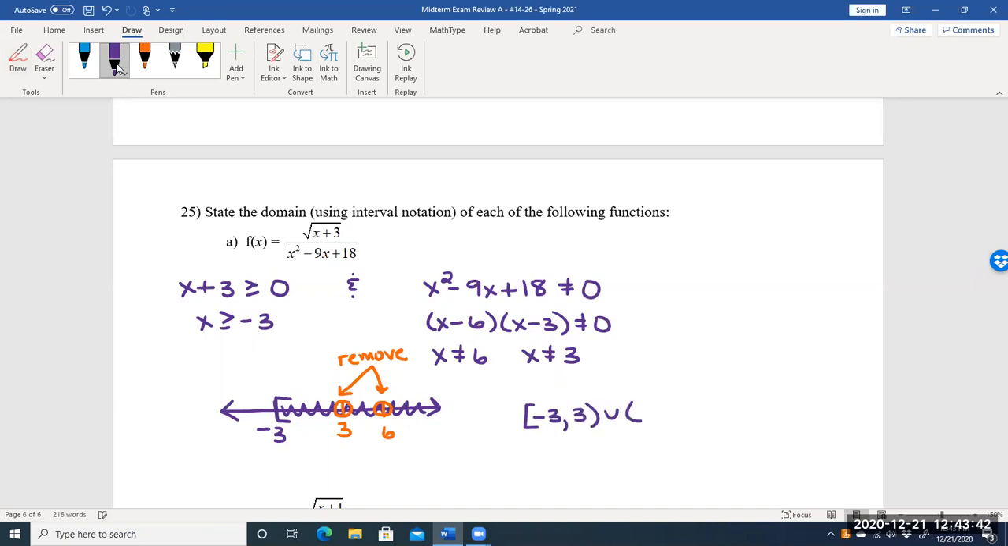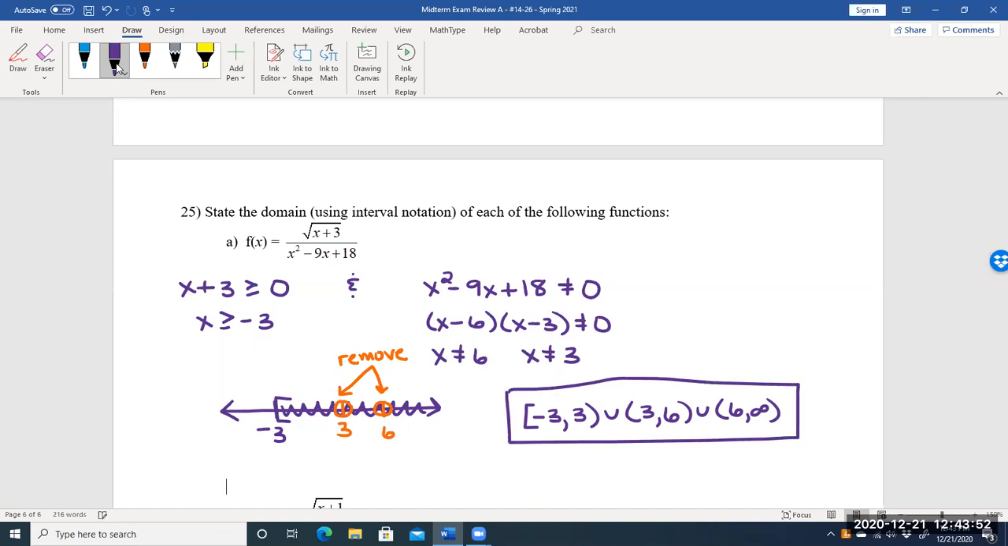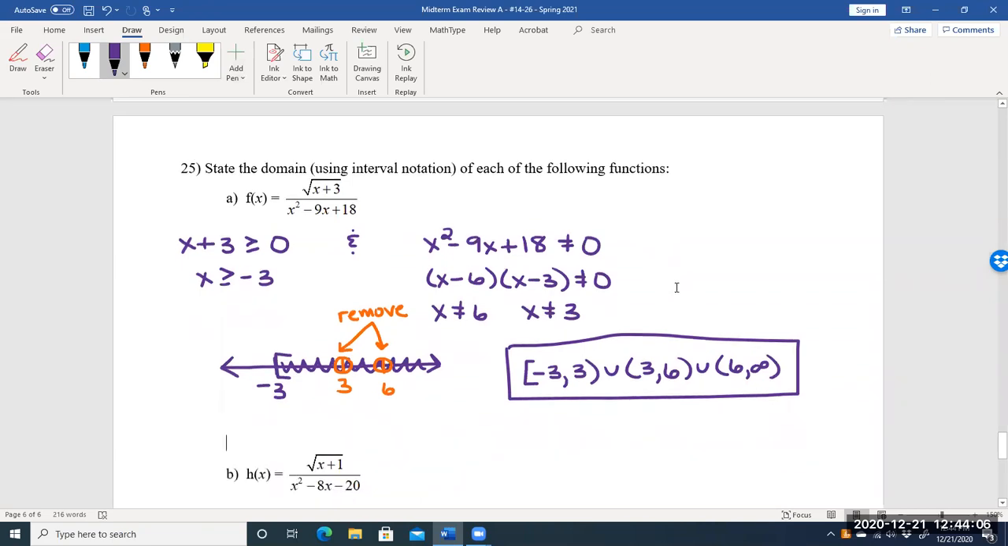So the way that we remove them is we use parentheses by those numbers. So this right here that I just put a box around is all real numbers greater than or equal to -3, with the exception of 3 and 6. We're removing 3 and 6. And we do that by using parentheses.